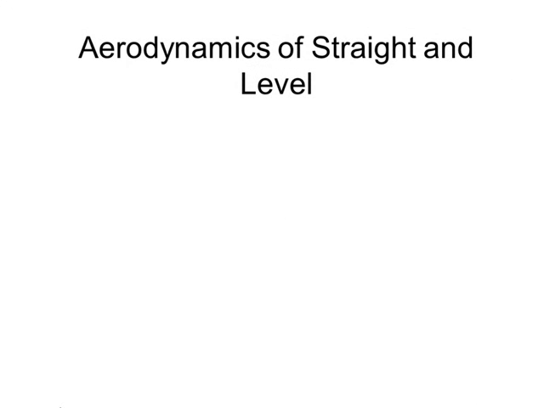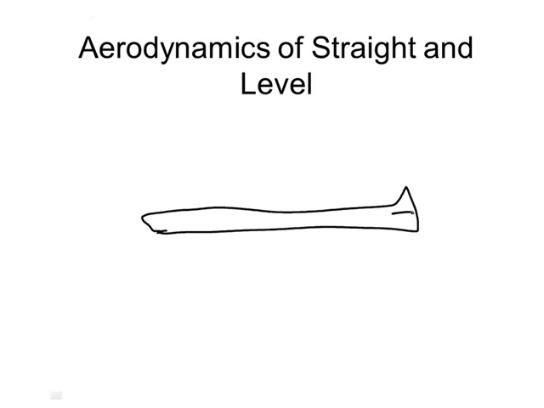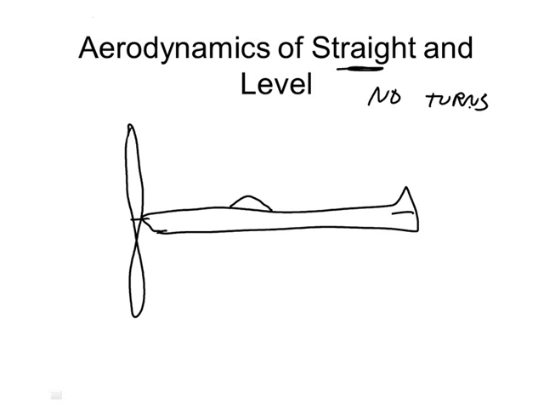All right, so straight and level flight is nice and simple in that if we're going straight, here we'll have a really long airplane now with a really big propeller on it. Okay. In straight and level flight, so straight means no turns, and level means no climbs or descents.